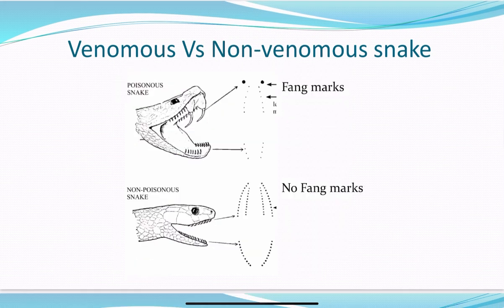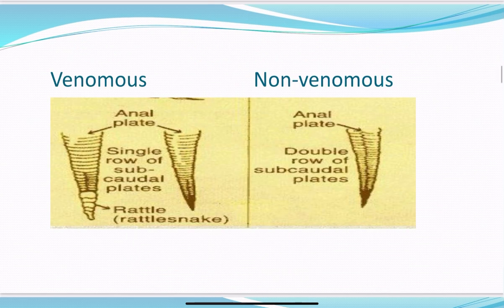To differentiate between venomous and non-venomous snakes' bite mark, you will see two large fang marks on the bite side of venomous snakes, whereas there won't be any fang marks in case of non-venomous snakes. And if you look at the tails, then the venomous snakes have a single row of subcaudal plates, whereas non-venomous snakes will have double row of subcaudal plates.